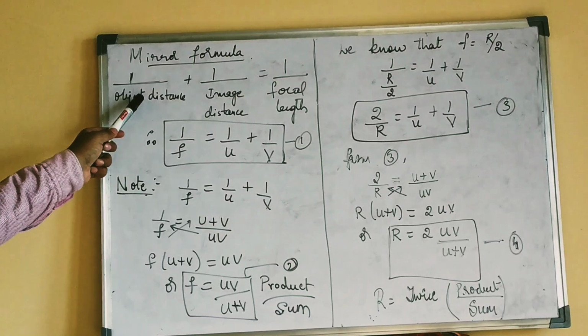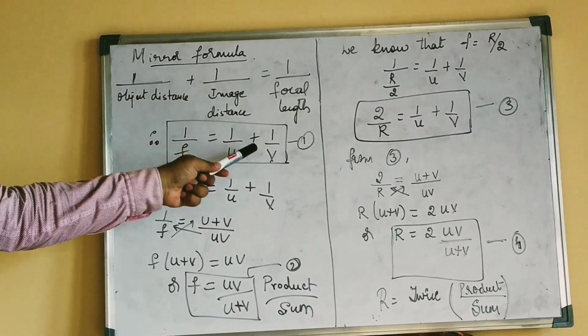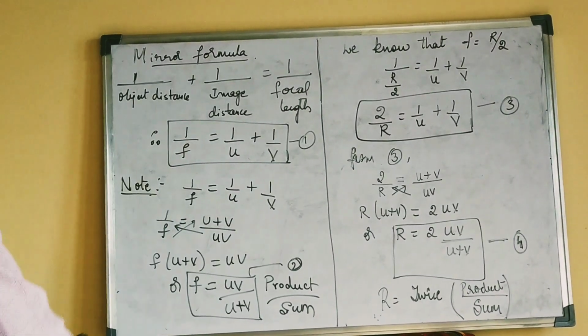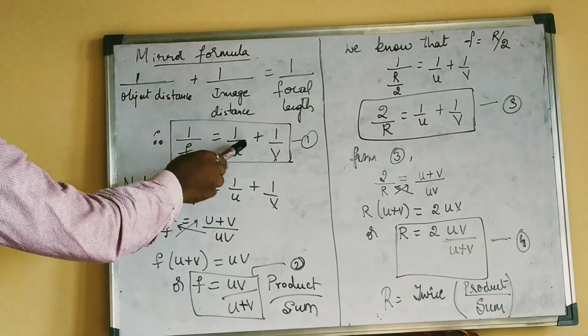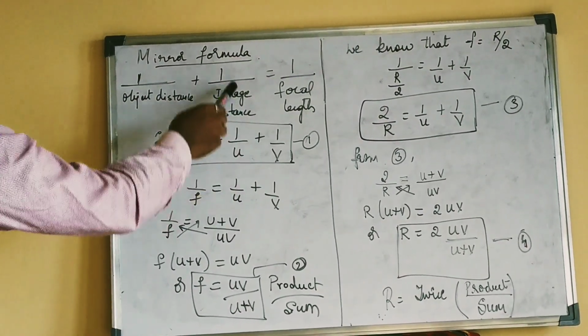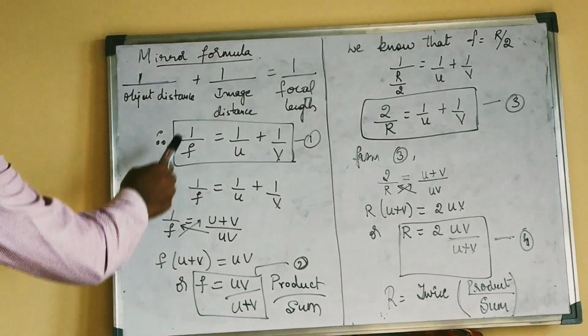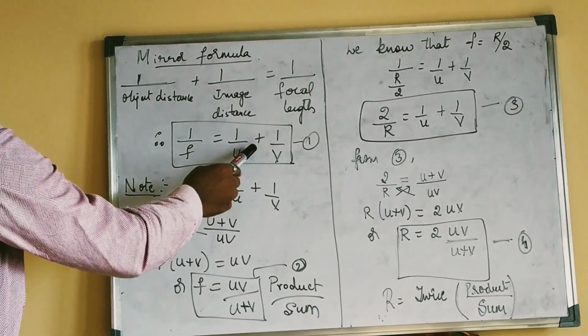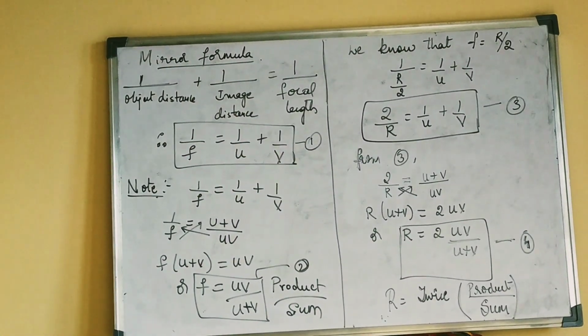So the object distance is mentioned as u, the image distance is mentioned as v. So 1 by focal length, that is 1 by f, is equal to 1 by object distance, 1 by u, plus 1 by image distance, 1 by v. Okay, so 1 by f is equal to 1 by u plus 1 by v is the mirror formula.